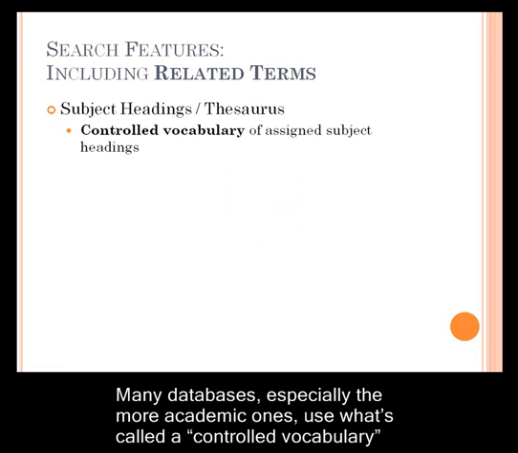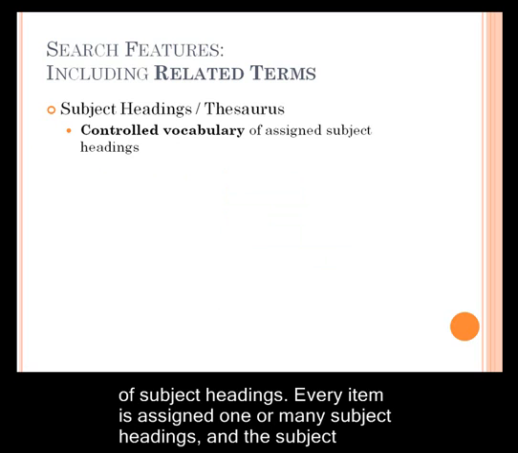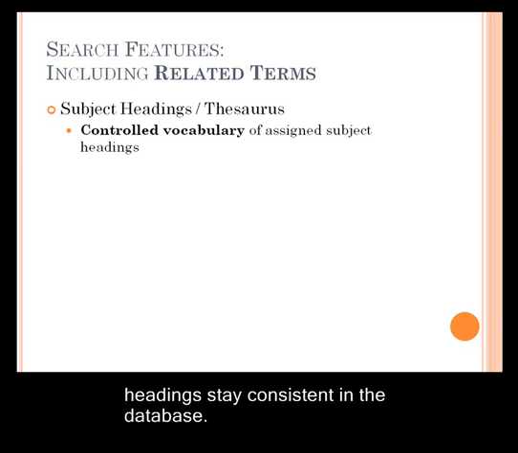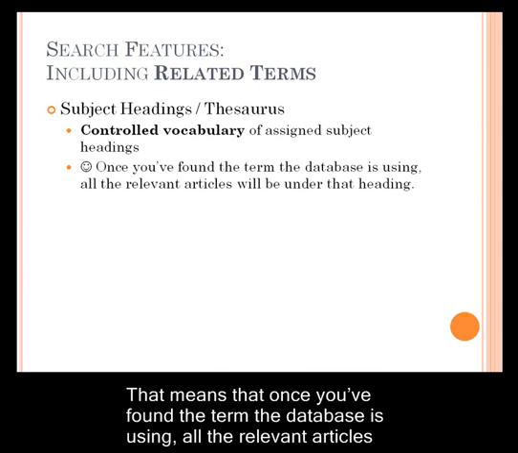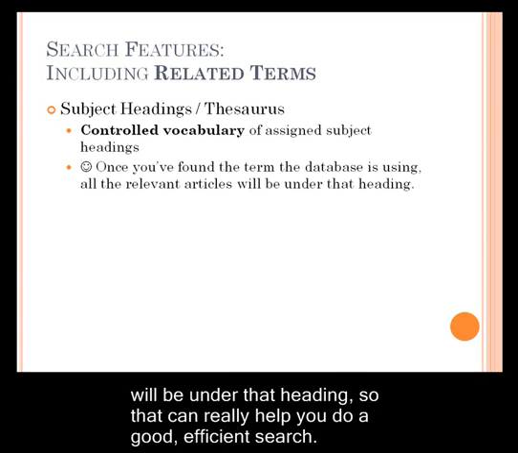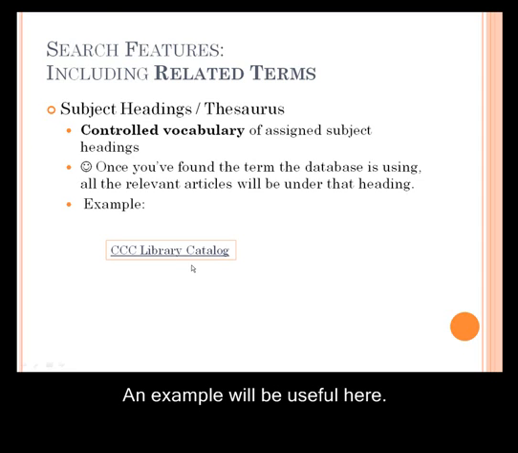Many databases, especially the more academic ones, use what's called a controlled vocabulary of subject headings. Every item is assigned one or many subject headings, and the subject headings stay consistent in a database. That means that once you've found the term the database is using, all the relevant articles will be under that heading so that it can help you really do a good, efficient search. An example will be useful here.